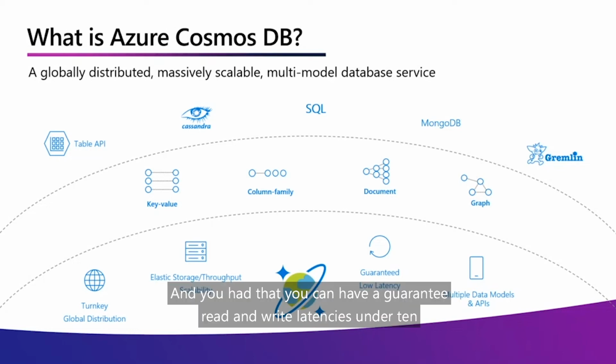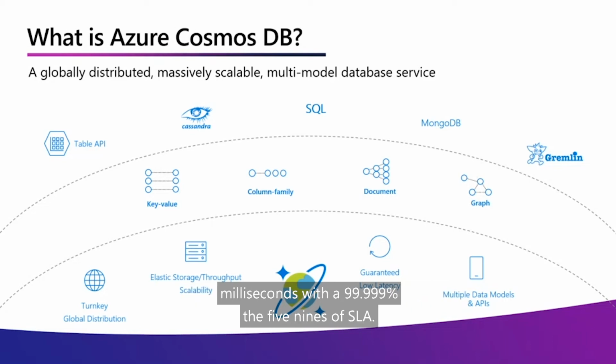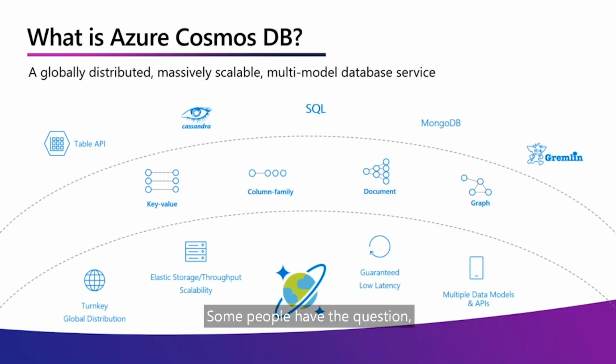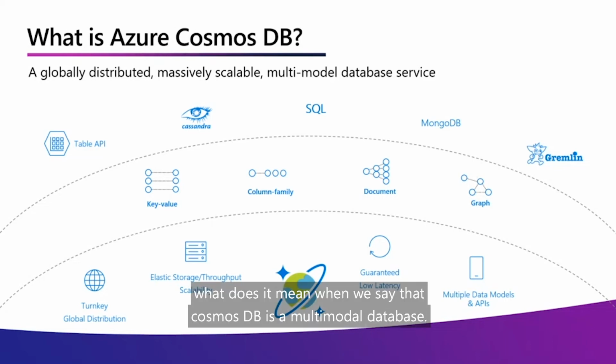And you can have guaranteed read and write latencies under 10 milliseconds with a 99.999% five-nines SLA. Some people may have the question, what does it mean when we say that Cosmos DB is a multi-model database? By default, you can use the SQL API to work with your Cosmos database if you do not have any dependencies or preference.